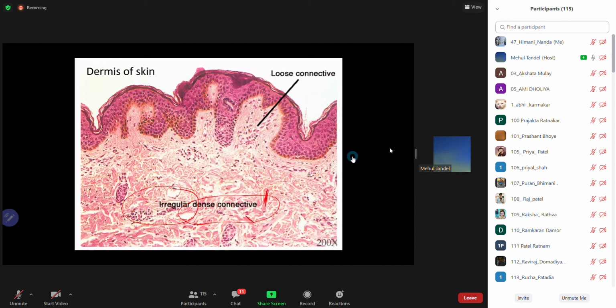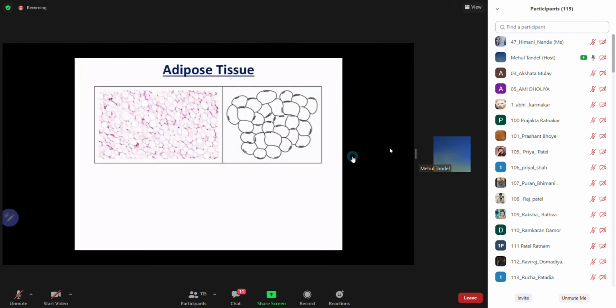This is one bundle of fiber, this is another bundle, this is another bundle. They are arranged irregularly in all directions. Fibers are more, ground substance is less. So this is dense irregular connective tissue.